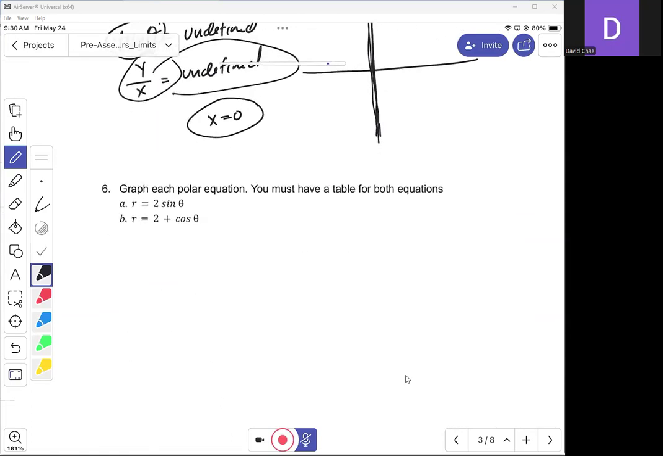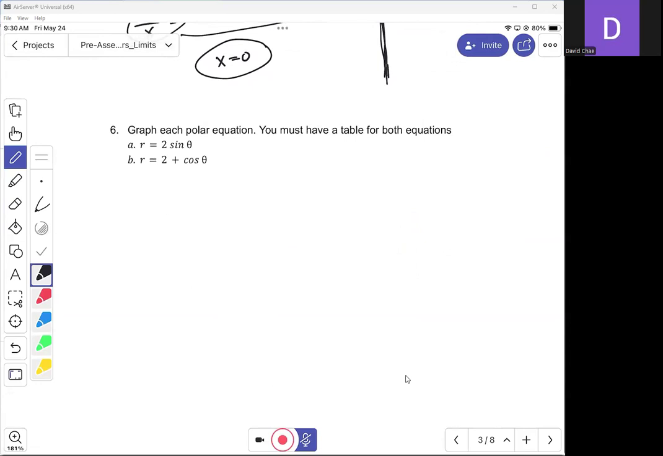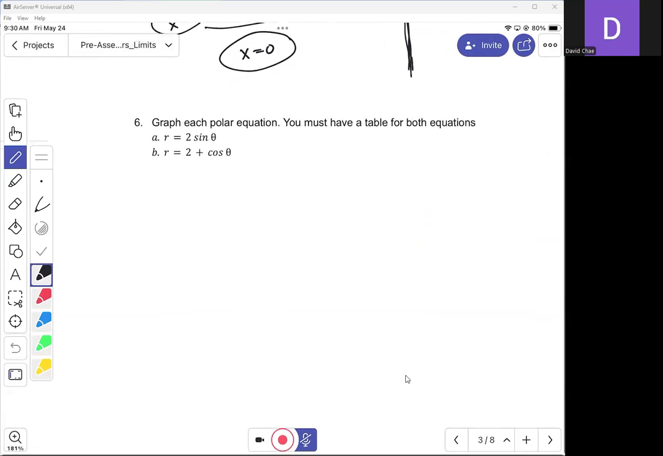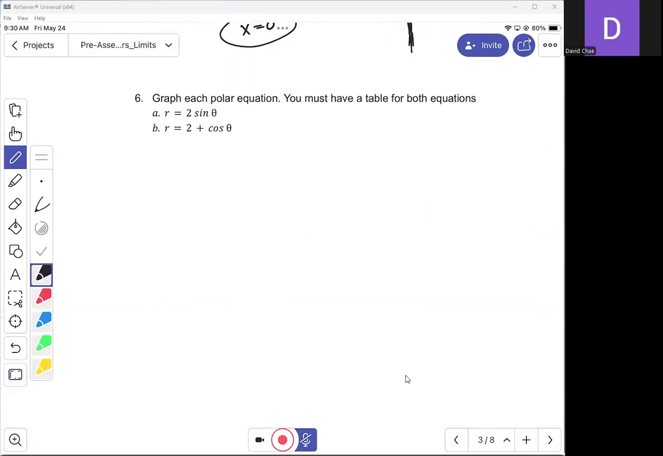Okay. Number 6 is, remember that you have to put a table together for number 6. All right, I'm going to be looking for that. All right, and so you put a table together.